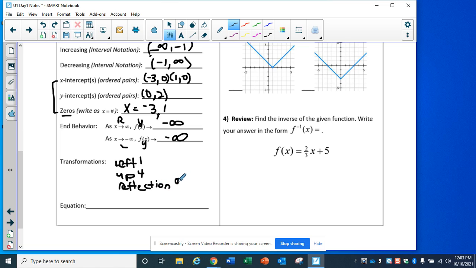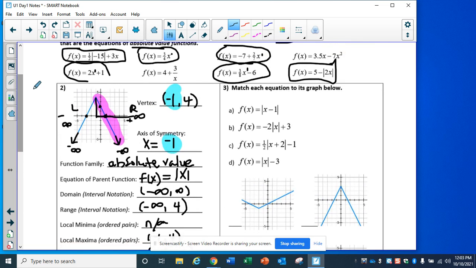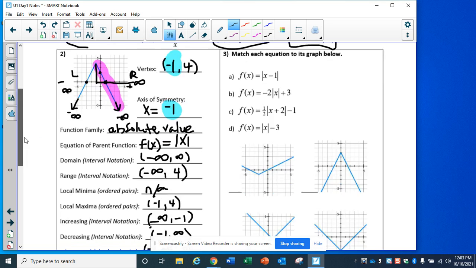Reflection across. And all my values went from up here to down here, up here to down here. So it's going across the x-axis.